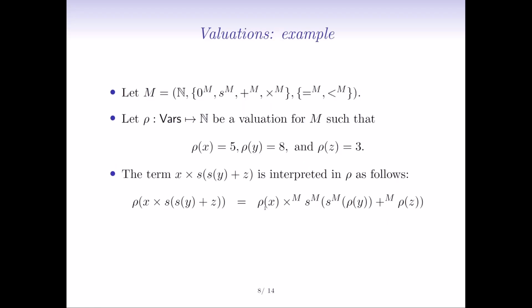So, as I said, all the variables get interpreted according to the valuation, and all the functions get interpreted according to their interpretation in the first order structure. And so just by a simple replacement, that is 5 times successor of the successor of 8 plus 3. And then you can see, well, okay, the successor of 8 is 9, plus 3 is 12. Take the successor of that, which is 13, so that's 5 times 13, which is 65. So if I just take the valuation of these variables, then everything works out in the expected way.